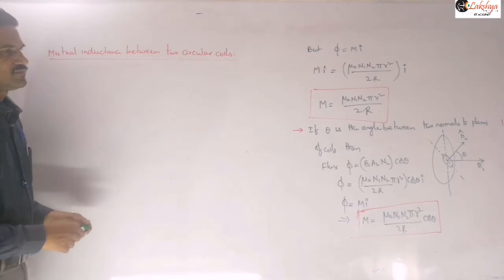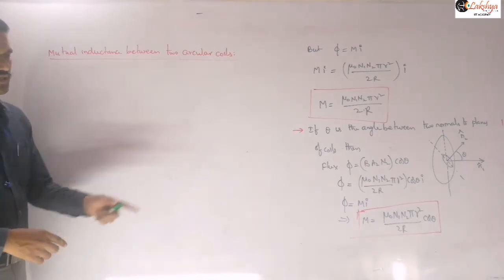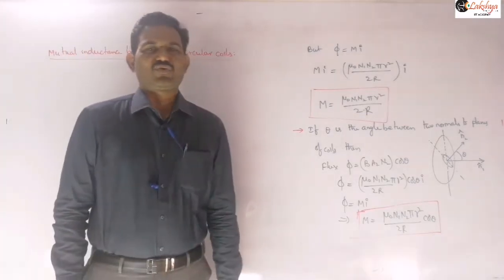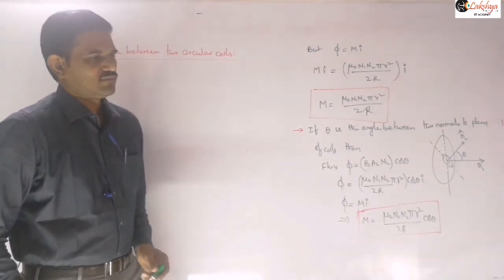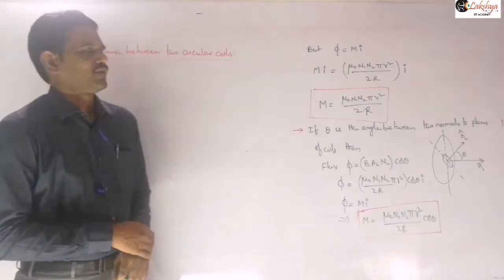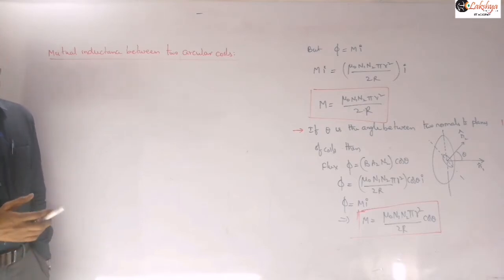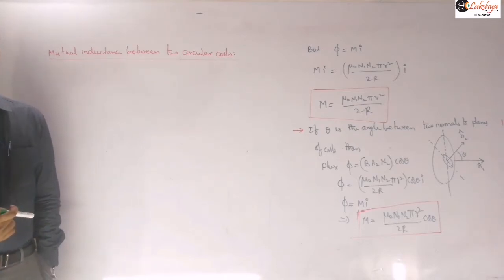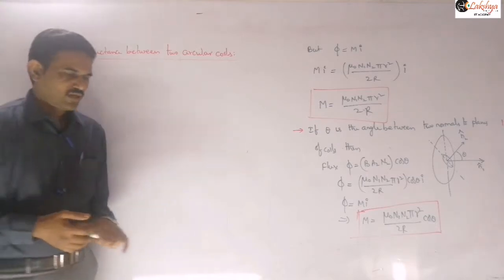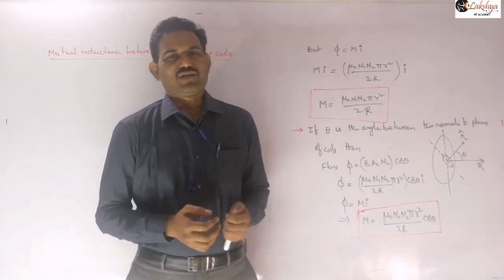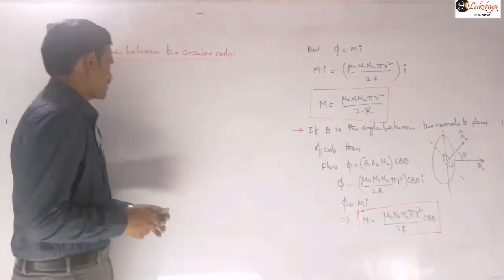So therefore, mention that the mutual inductance between the two coils depends on the number of turns in the coils, the size and shape of the coils, the medium, and also the orientation of the coils, right? So that is that calculation there.